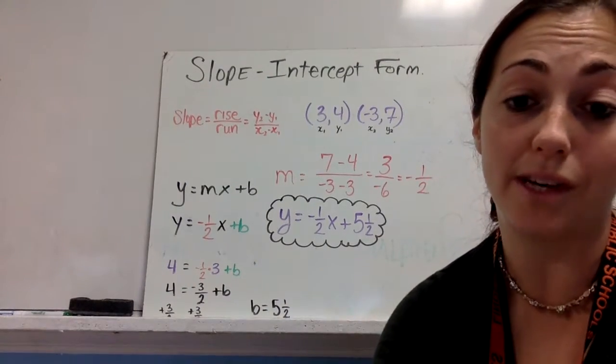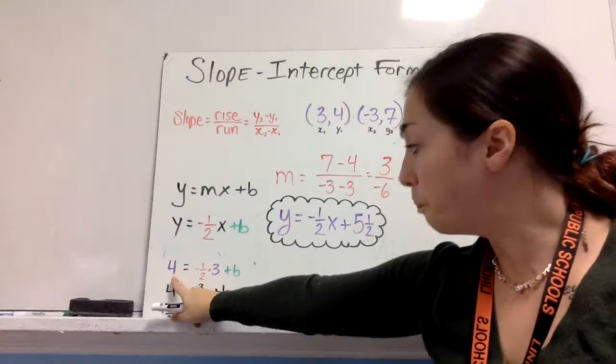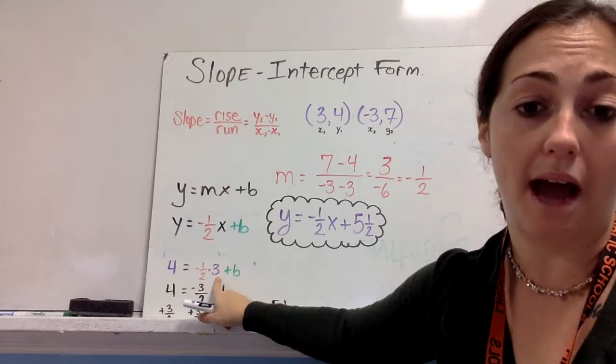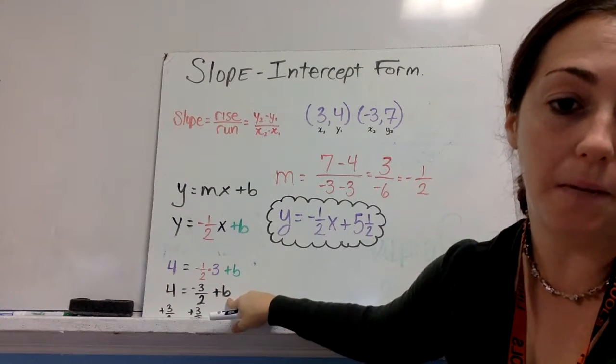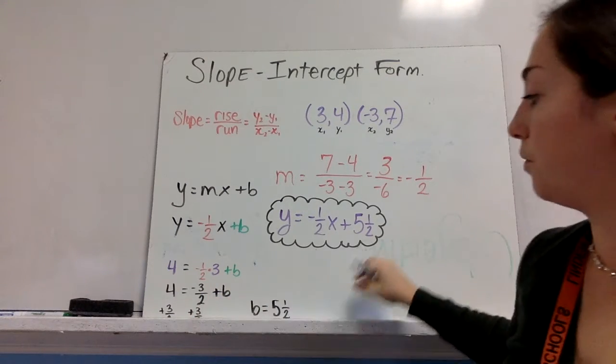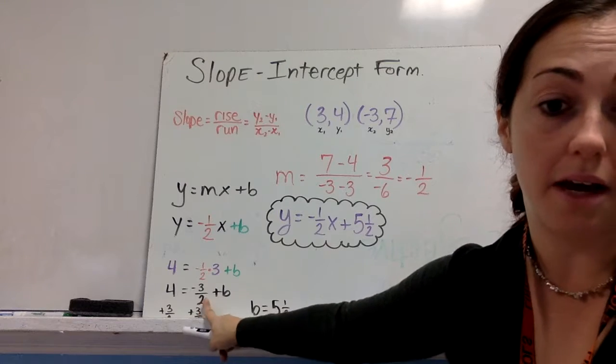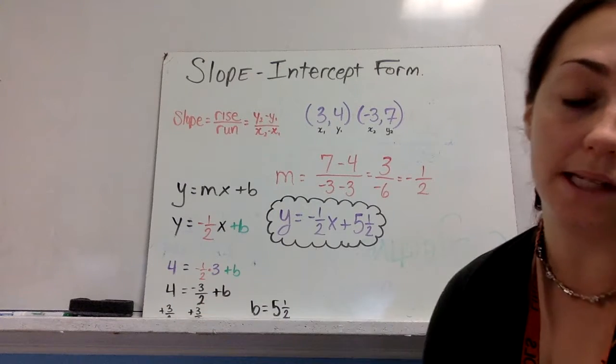Here we go, solve an equation, so fun. So then from here, I multiply negative 1/2 times 3, that's negative 3/2 plus b. And then I add 3/2 to both sides. Kind of can't see that, but I'm adding 3/2 to both sides.